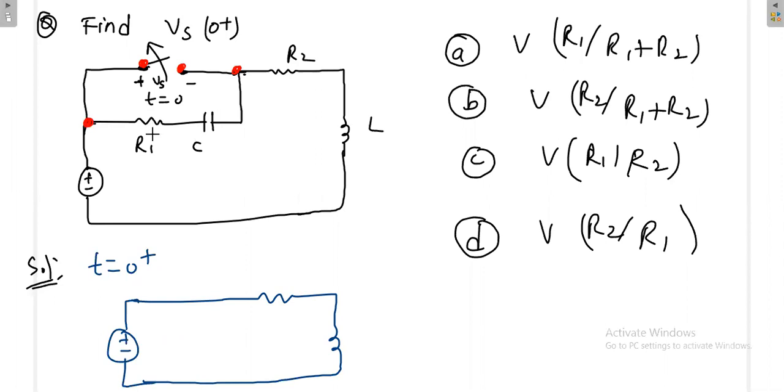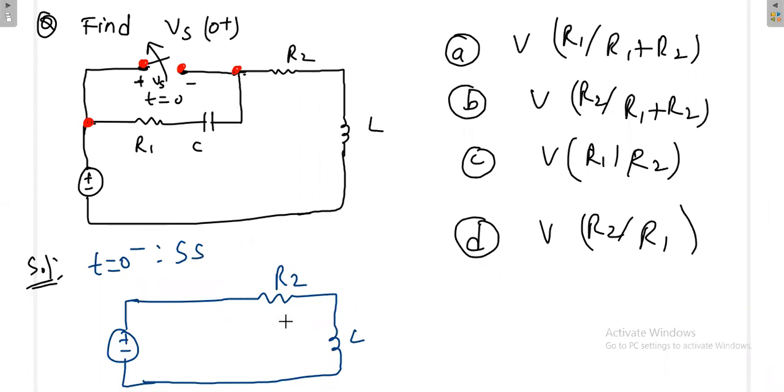Then in which way will the current flow? The current will flow through this short circuit path only, because at t equal to 0 minus the network is in steady state. When the network is in steady state, this is a short circuit path, this is an open circuit, and this is the circuit with R1 and C. Definitely the current will flow through this branch. Now at t equal to 0 minus, this is the state of the circuit. This is R2 and L.